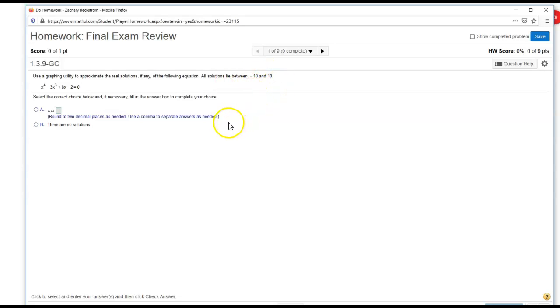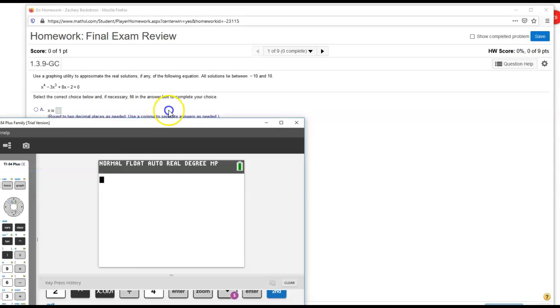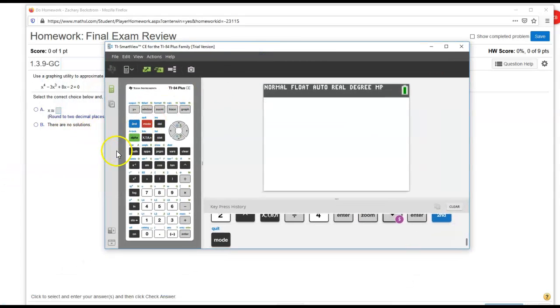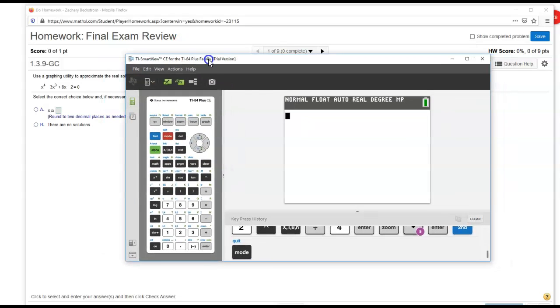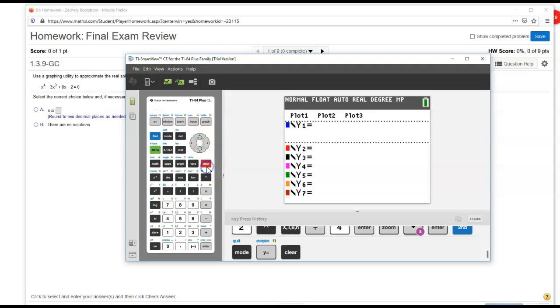And that right there is a little hint to use the standard zoom, or we can actually go into the window and set it from -10 to +10, either way. But let's pull up our calculator here. All right, so the first thing I want to do is just put this equation in my y1.